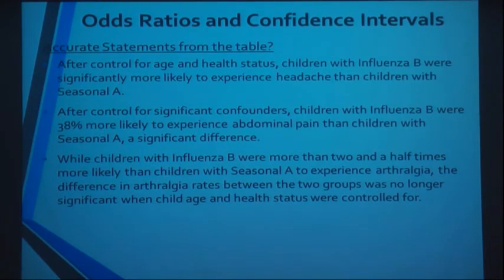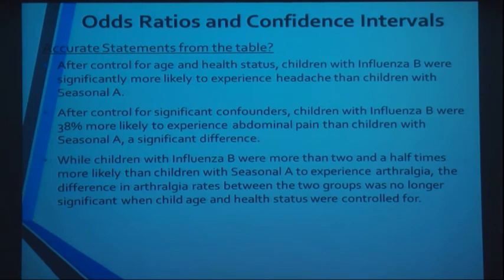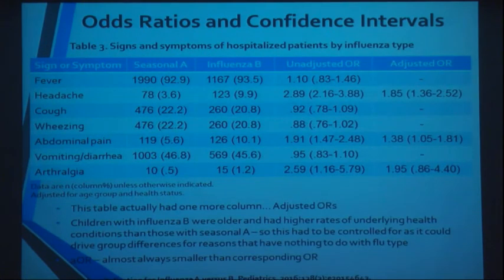All right, last one. While children with influenza B were more than 2.5 times more likely than children with seasonal A to experience arthralgia, the difference in the rates between the two groups was no longer significant when child age and health status were controlled for. So if we look back, this is a case where we have an unadjusted odds ratio significant and an adjusted odds ratio non-significant. Okay? So what that means is that the differences that we found in the unadjusted analyses were likely due to underlying health status and age differences. Okay? Truly there wasn't a difference in the type of flu they had, but it was related to their underlying or background differences. Okay, with me so far? Yes? All right.